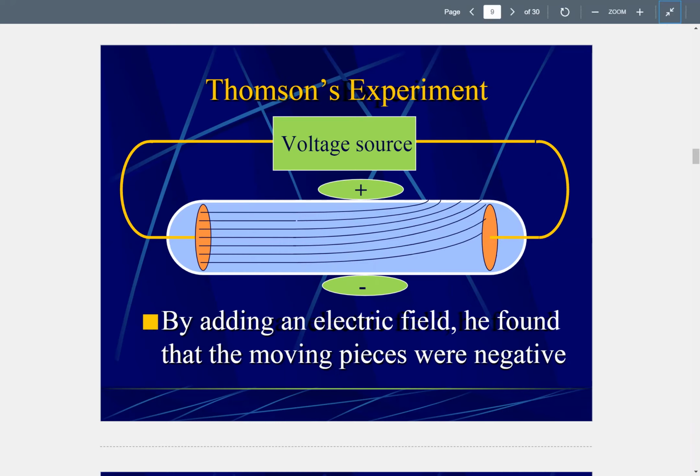So this means that basically inside the atoms there must be a negatively charged particle that is set free when electricity is passed through it. And so because he used electricity to find this, he called it the electron.